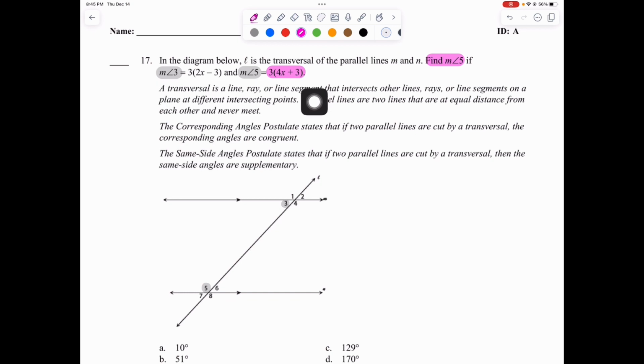If the measurement of angle 3 equals 3(2x minus 3), and the measurement of angle 5 equals 3(4x plus 3). All right, so I did highlight 3 and 5 in gray because that's what it's giving us. And as we can tell, 3 is less than 90 and 5 is greater than 90. Okay, so they're definitely supplementary.